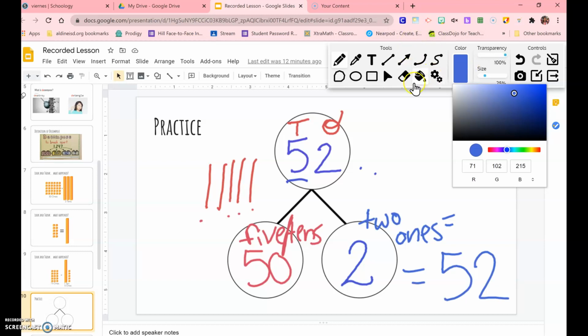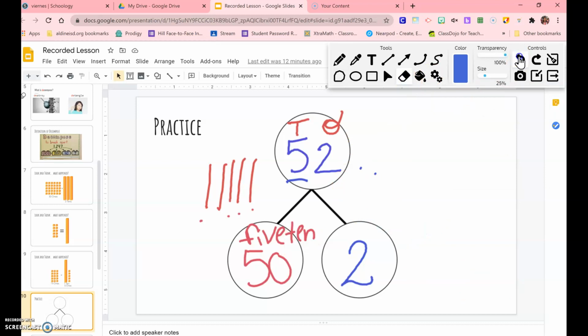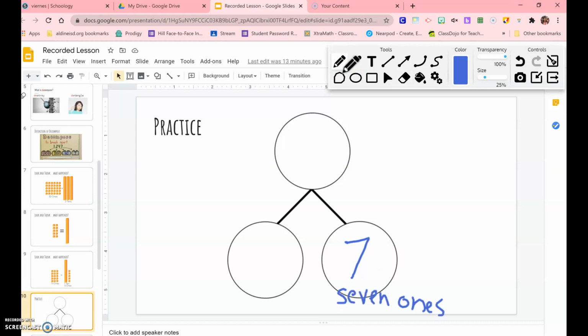Okay? Now I'm going to practice how to compose those numbers. If I'm going to compose the numbers, I'm going to start with some values first. Let's say, for example, my favorite digit is 7. So I'm going to put 7 ones right here. 7. Or I could write 7 ones. Or I could draw 7 ones. 4, 5, 6, 7. Remember.